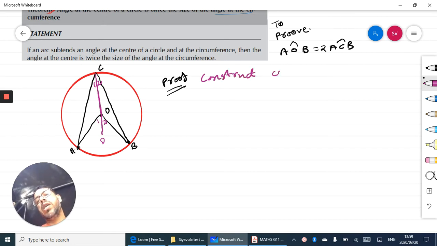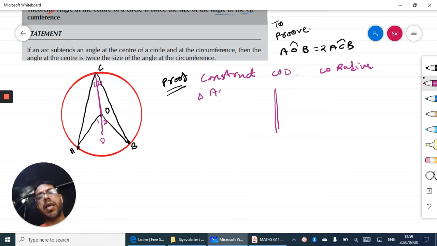Construct COD, which is my straight line. Out of that, CO is my radius. Now if I can see my diagram, I have two triangles. One on the left hand side is AOC and triangle BOC on the right hand side. So we are going to work separately, one triangle at a time.